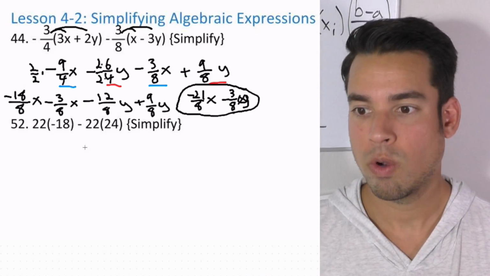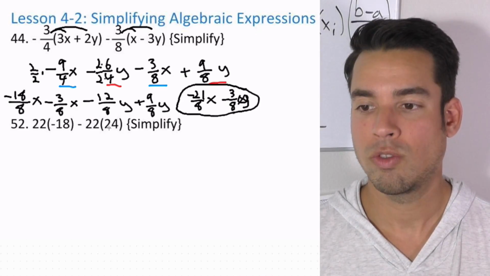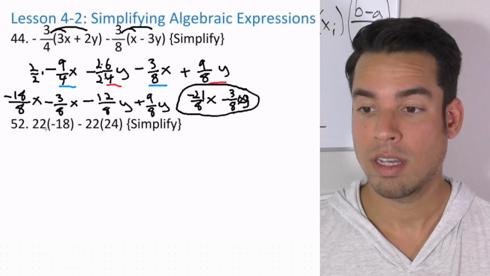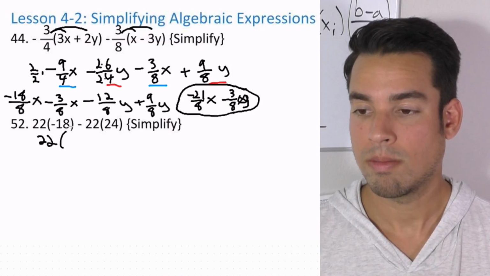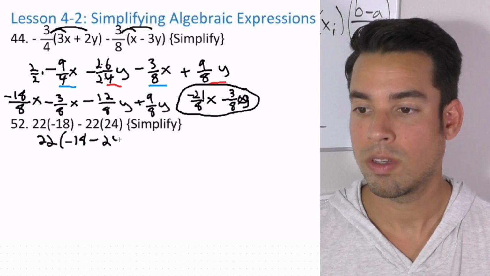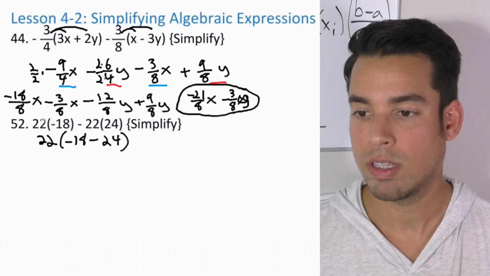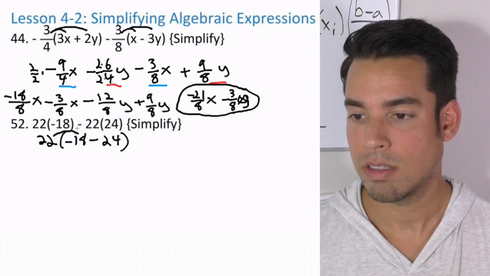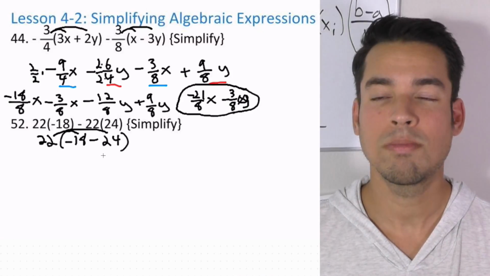All right, final question. We've got 22 times -18 minus 22 times 24. Now, we can make this a lot easier if we recognize that this is just a distributive property question. We've got 22 times -18 minus 24, right? All we're doing is pulling out the 22, because this 22 and this 22 are the same. If we were to reapply the distributive property, it's the same thing: that would leapfrog there and that would leapfrog there. So we can pull that out. Now this is much easier.